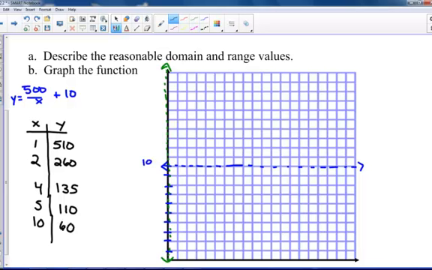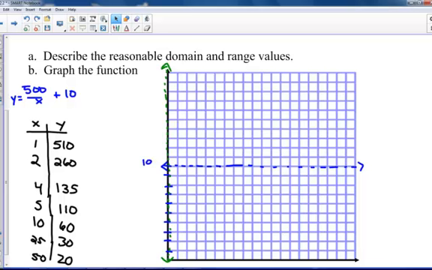If I plug in 50, I get 10 plus 10, which is 20. If I plug in 25 right in the middle there, I would get 20 plus 10, which is 30.